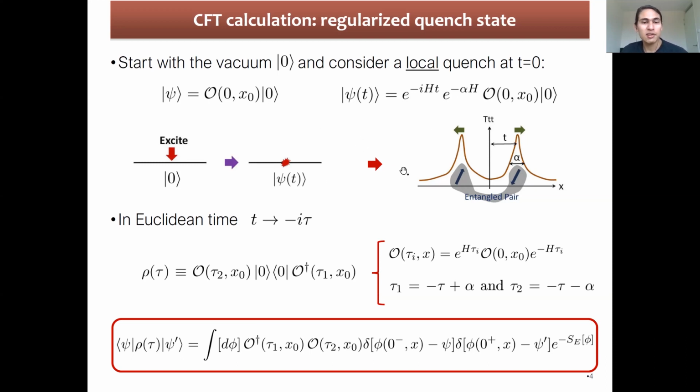This is a pictorial representation of this local quench. We excite the vacuum state at some point, and then we let it evolve.